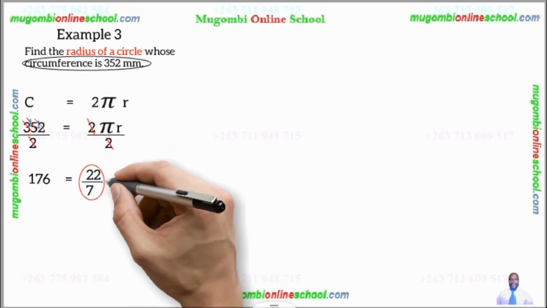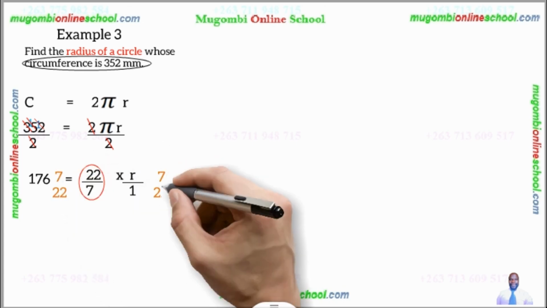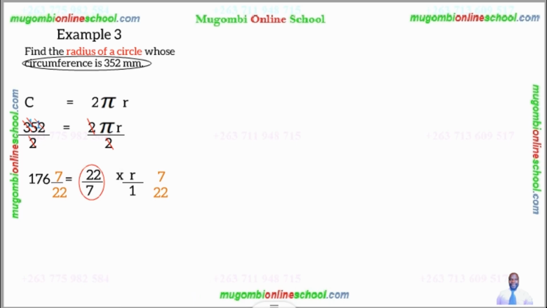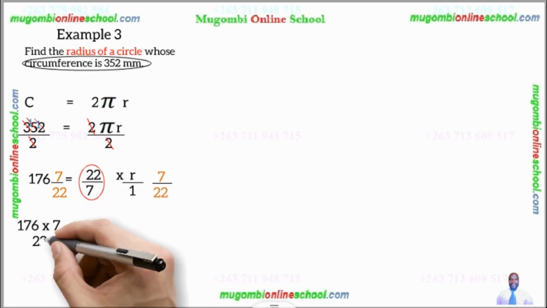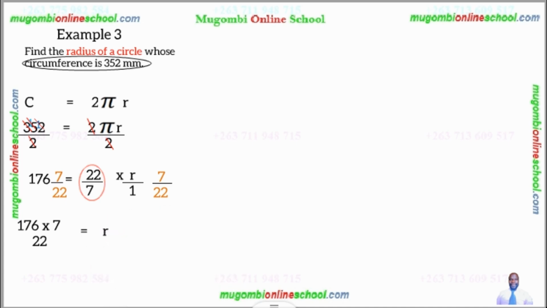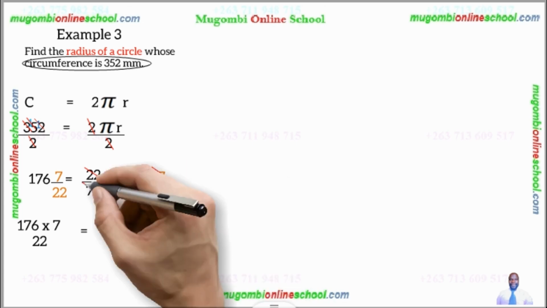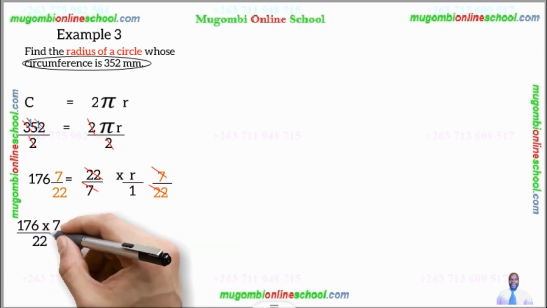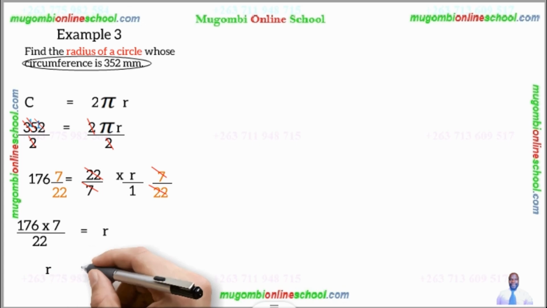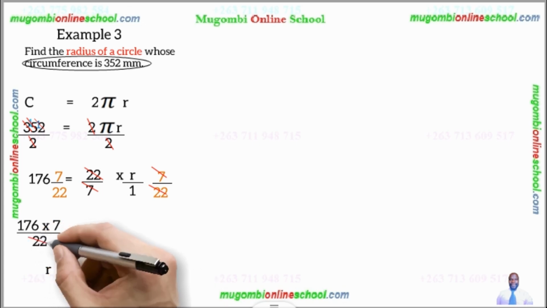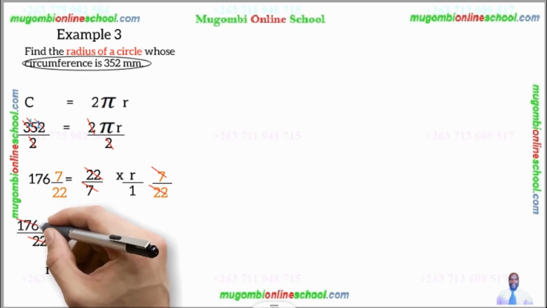Then now what we need to do is to remove 22 over 7. We remove it by multiplying by its reciprocal or its inverse, which is 7 over 22 both sides. So this gives us 176 by 7 over 22 is equal to radius. Because this value and 22 will cancel, 7 and 7 will cancel, it gives us 1. So we will remain with r, our radius, is equal to, therefore, in this case, 22 into 22, that's 1.